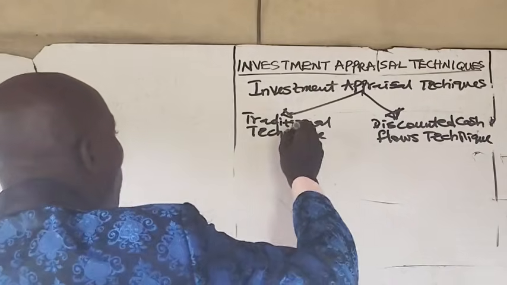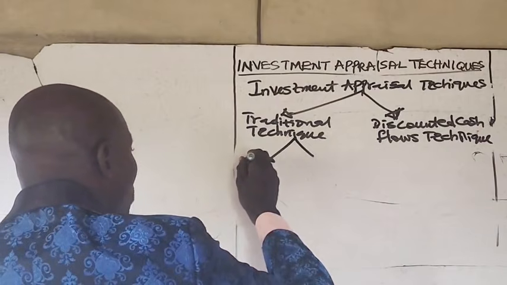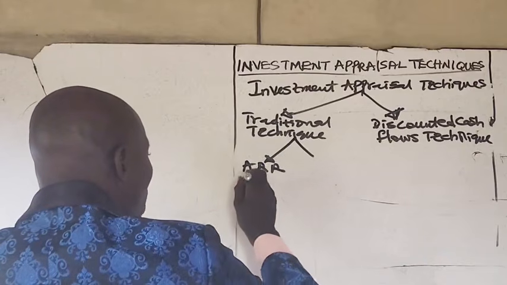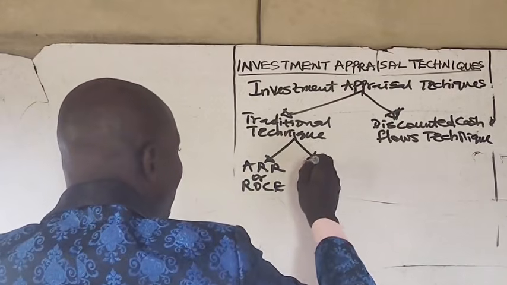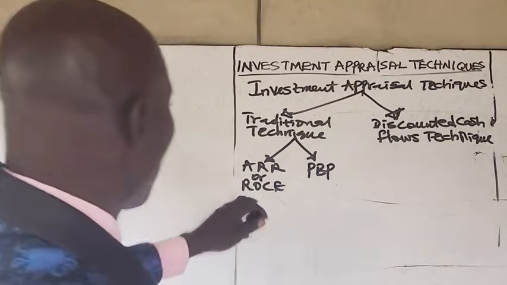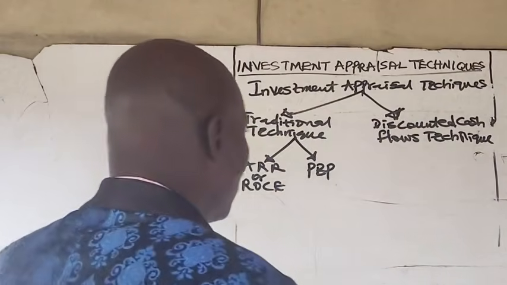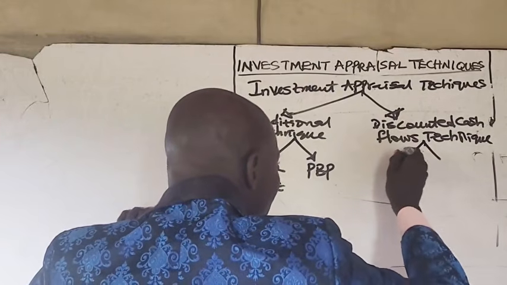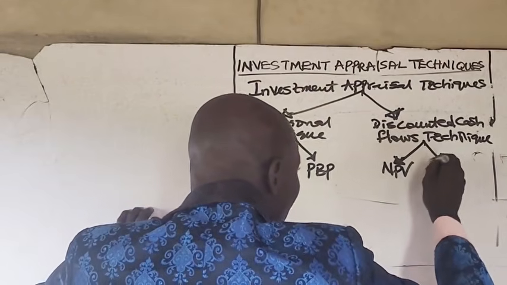Under the traditional techniques, we want to determine the accounting rate of returns, ARR, or return on capital employed, and the payback period. Under the discounted cash flow techniques, we want to calculate the net present value and the internal rate of returns.